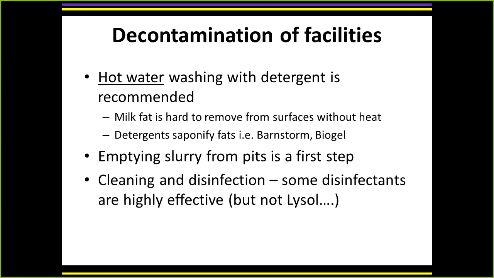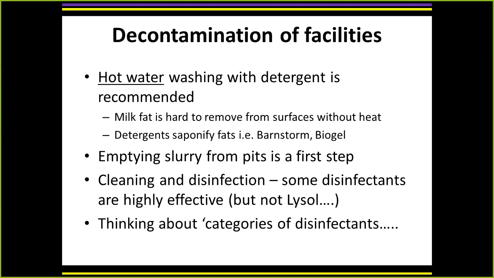Cleaning and disinfection, we're going to talk a little bit about disinfectant because that may impact how we handle things at the fairground. Interestingly, people love to carry cans of Lysol around and spray their boots, but that doesn't work. So you can put that one to the side and we'll look at disinfectants in more detail in a second. So if you will, think about categories of disinfectants instead of brand names for the moment.